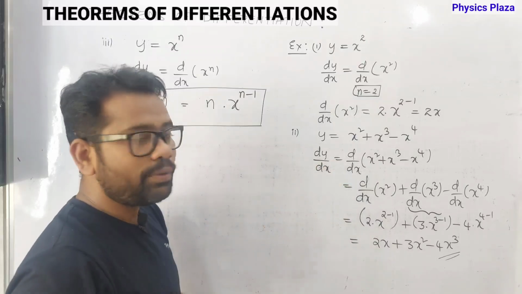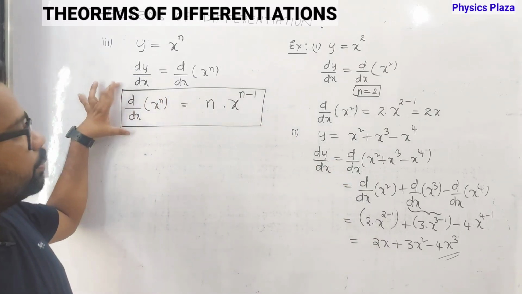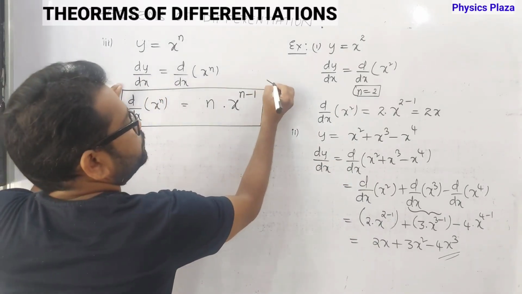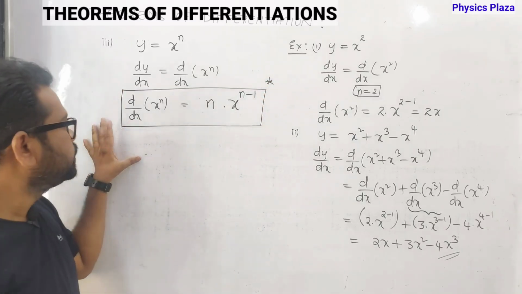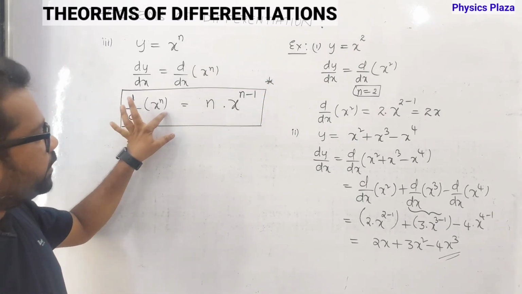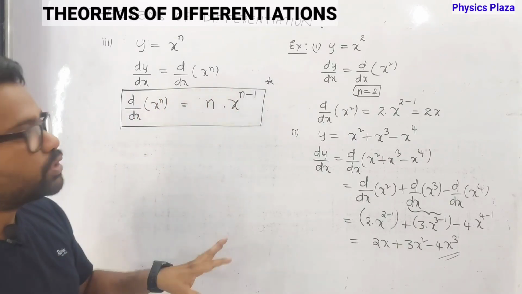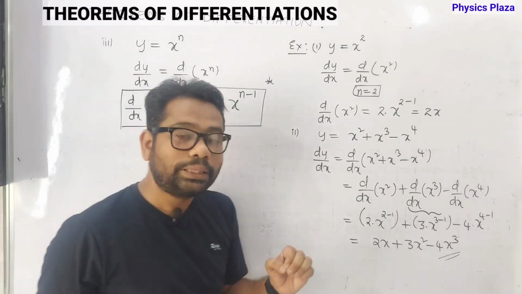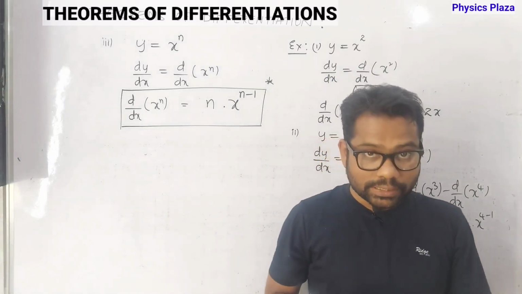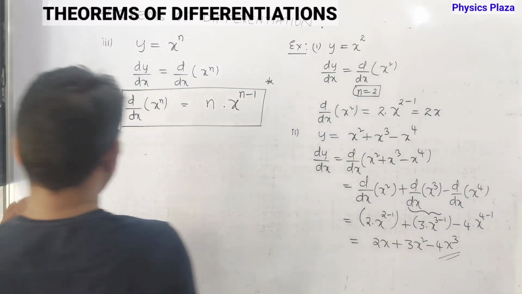So this is how we can apply this formula. It is very important. So d by dx of x power n can be written as n into x power n minus 1. This is what is the third theorem of differentiation. Is it clear? Then fine. Now the fourth one.